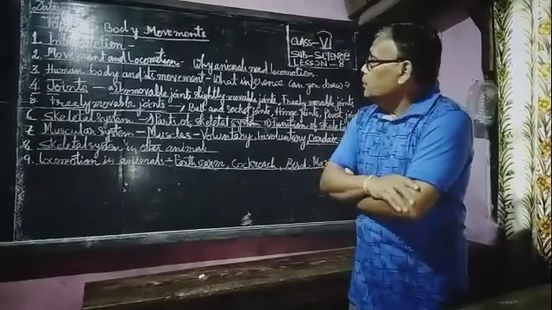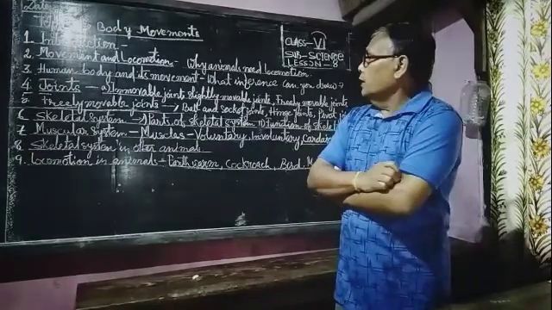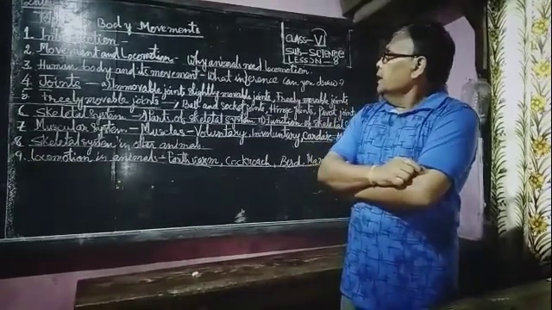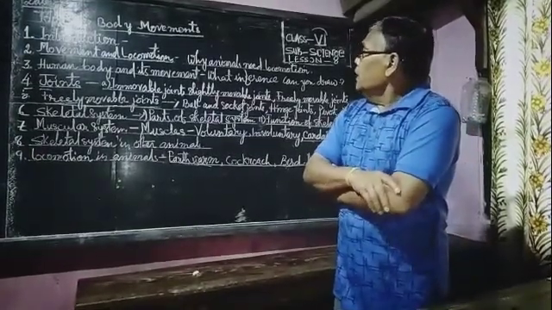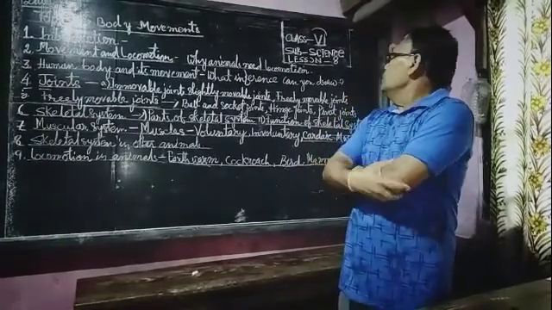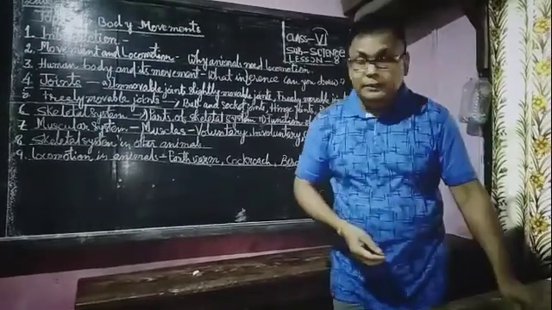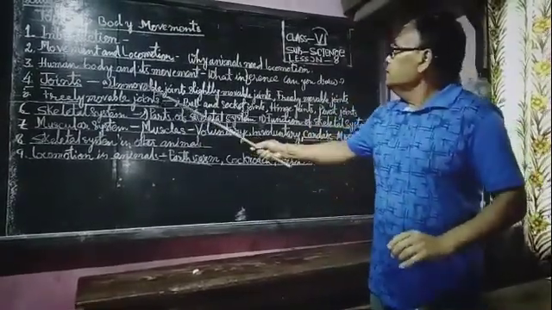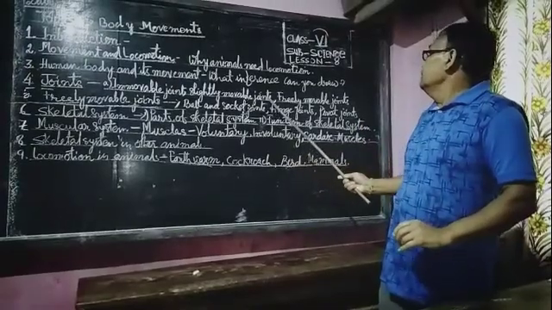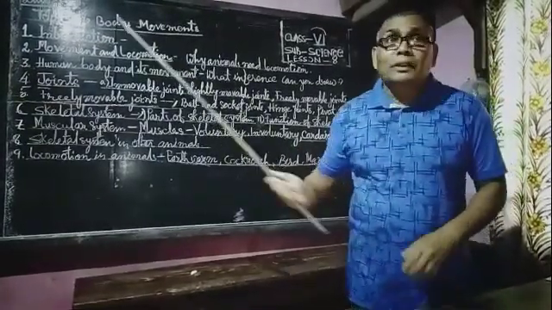Now we'll discuss the joints. That is the fourth point. Immovable joint, slightly movable joint, freely movable joint. Now here it is: the immovable joint, slightly movable joint and freely movable joint. Now we'll discuss it.